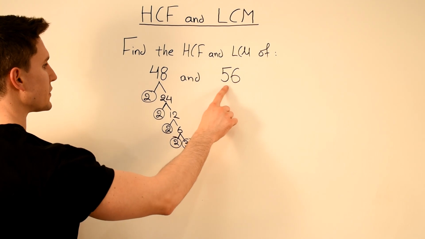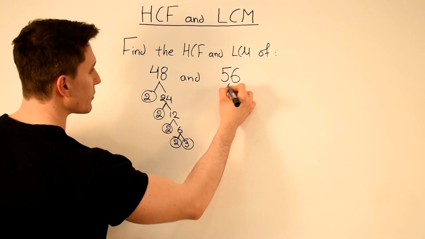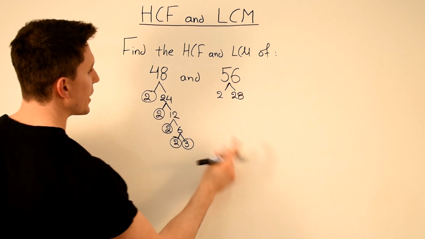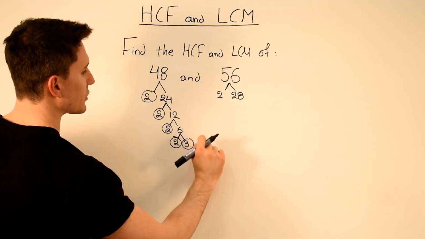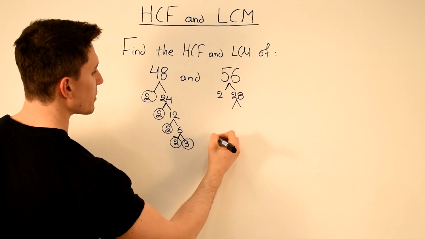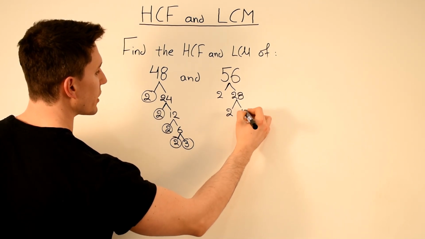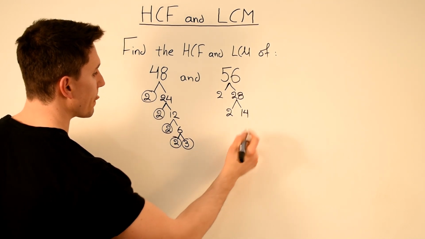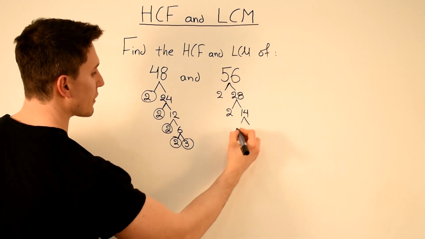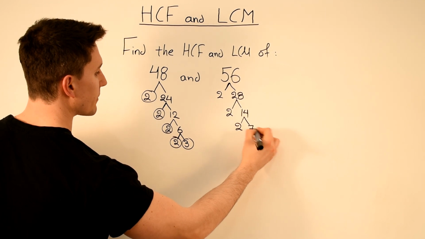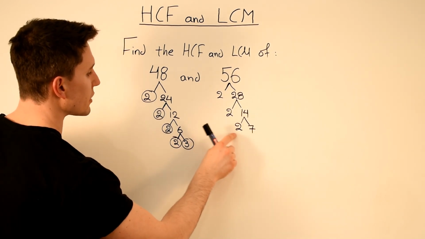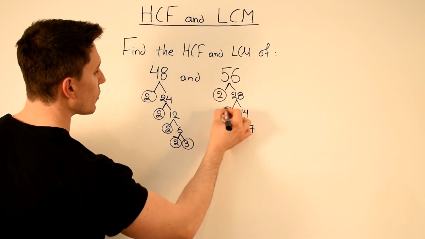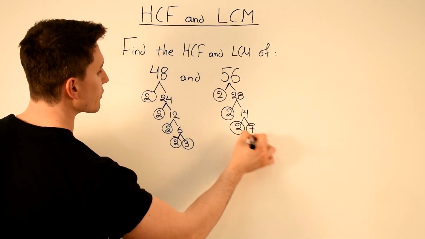Let's have a look at the 56. Now 56 can be written down as 2 times 28. Now 2 is a prime number, so we'll have a look at the 28. 28 can be written down as 2 times 14. And again, 2 is a prime number, so we'll look at the 14. 14 can be written down as 2 times 7. Notice that all of these numbers, 2 and 7, are prime numbers. Therefore we are done. We can put them in a circle to indicate that the factor tree diagram for 56 is complete.